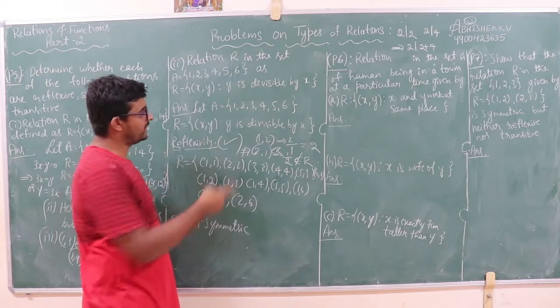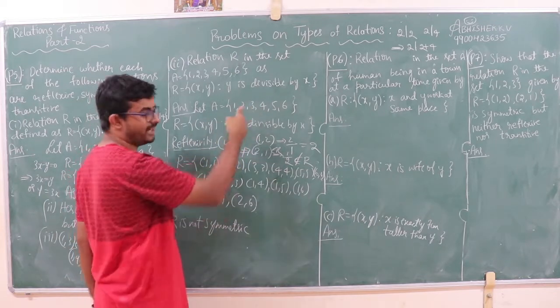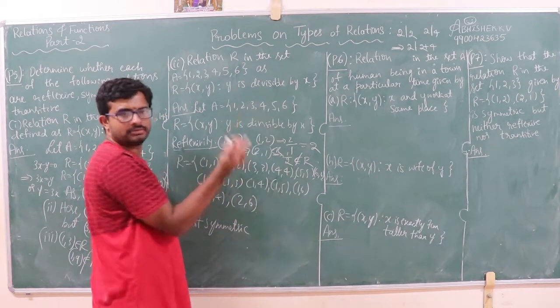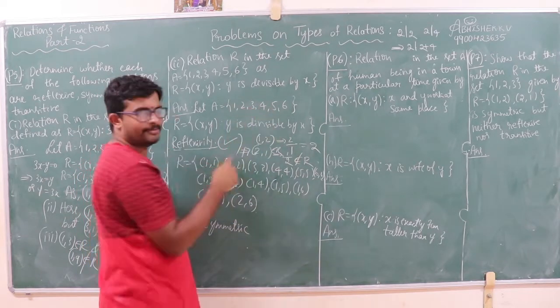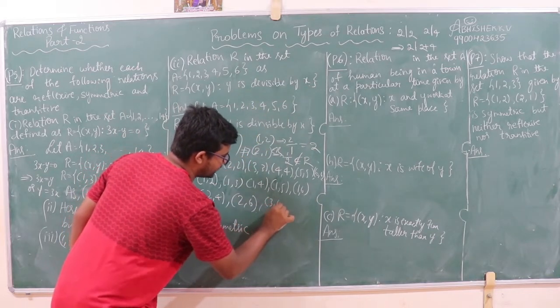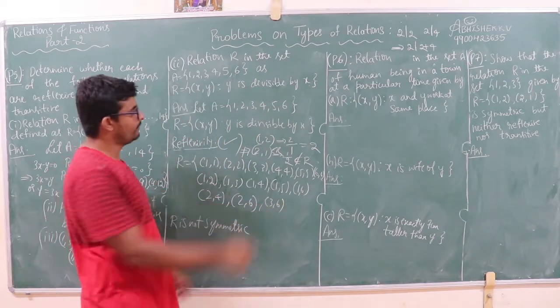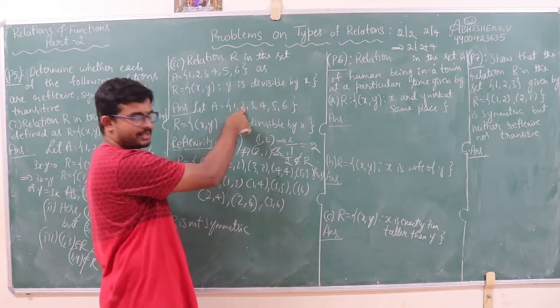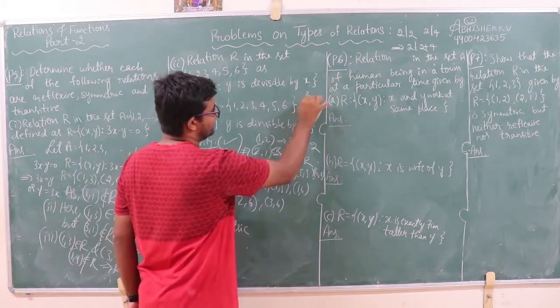1 is not divisible by 3. 3 and 2 not possible. 3 and 3 we already wrote down. 3 and 4 does not. 3 and 5 does not belong to the relation. 3 and 6 yes, it belongs to the relation because 6 is divisible by 3. Then 4 and 1 not possible. 4 and 2.